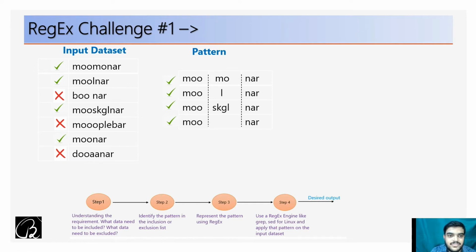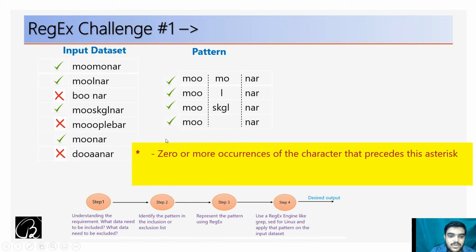So in the first video of the hands-on session, I told you about a symbol, that is star or asterisk. Do you remember that? It means 0 or more occurrences of the character that precedes this asterisk, right? In that video I showed you that a star means 0 or more occurrences of character A, right? So I can say that with this, 50% of our criteria is matching.